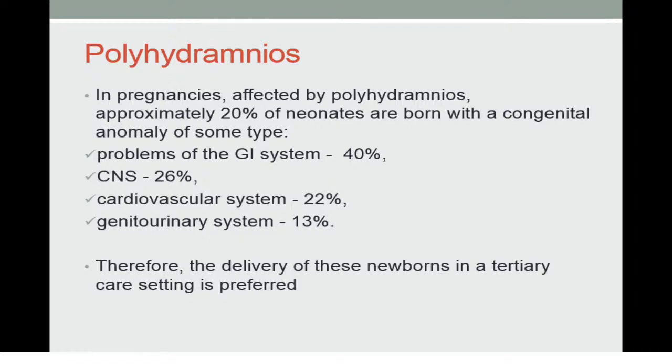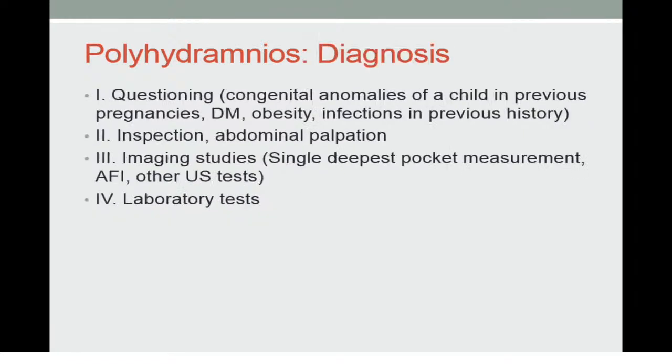In pregnancies affected by polyhydramnios, approximately 20% of neonates are born with a congenital abnormality of some type: problems with the gastrointestinal system, 40%, central nervous system problems, 26%, cardiovascular system, 22%, genitourinary system, 13%. Therefore, delivery of this newborn in a tertiary care setting is preferred. It means that if you find a patient with polyhydramnios, she has to be hospitalized in a tertiary hospital.